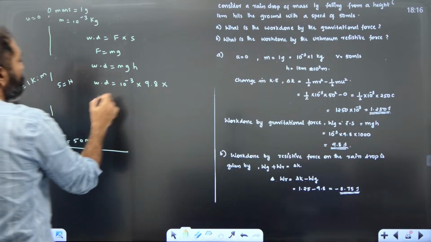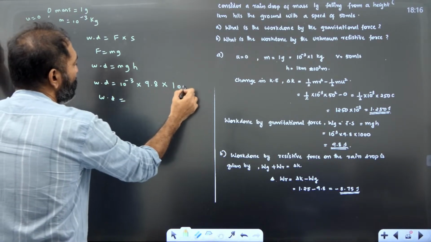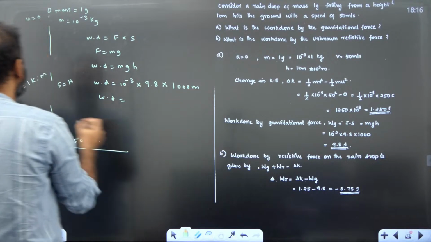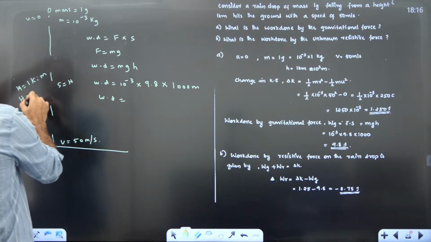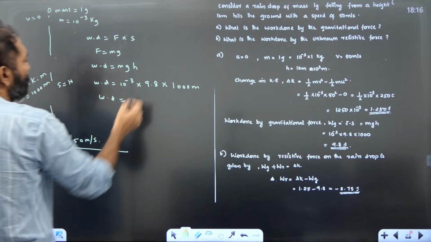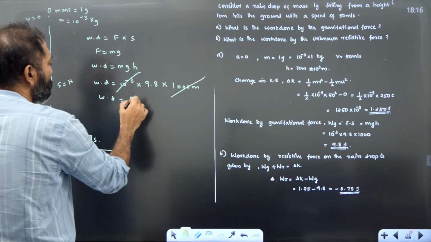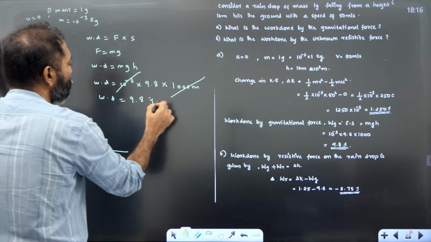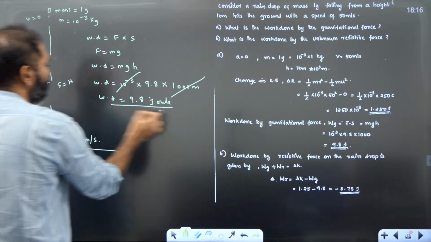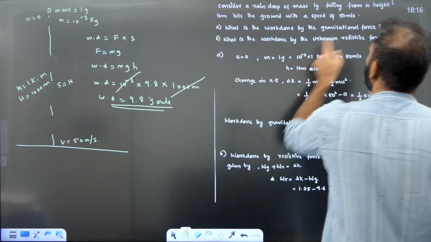So work done is equal to what? 1 kilometer means 1000 meter, because the SI unit of height is meter. So 10 raised to minus 3 and 10 raised to 3 get cancelled. So work done is what? 9.8 joule. Any doubt? So that is the work done by the gravitational force.